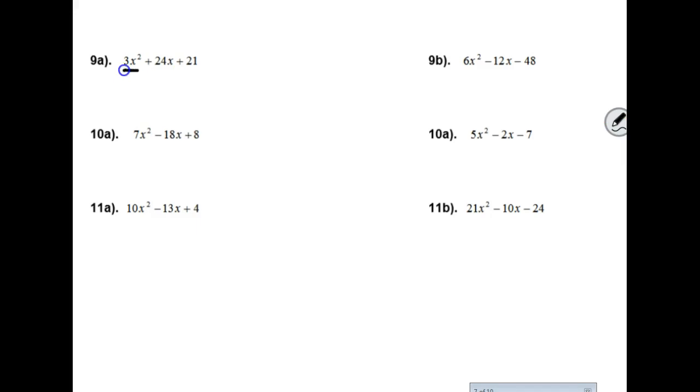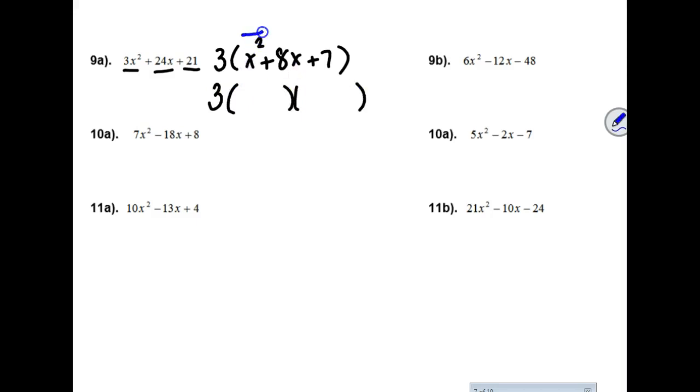This is a great problem for that because look, you have a common factor. You have a common factor of 3 that you're going to factor out of the trinomial. And when you factor out the 3, you still have an x squared, and then a plus 8x, and then a plus 7. Now the 3 is going to stay in front, but you're going to use your traditional reverse foiling kind of factoring on this remaining problem.